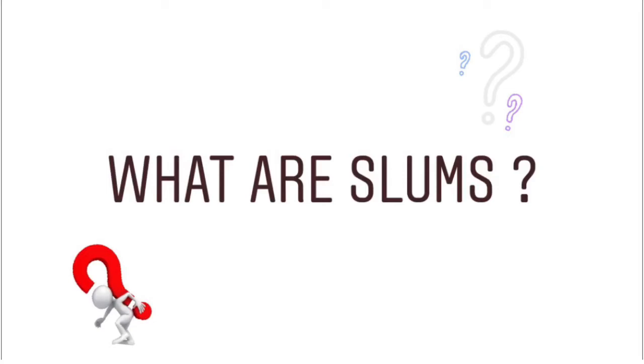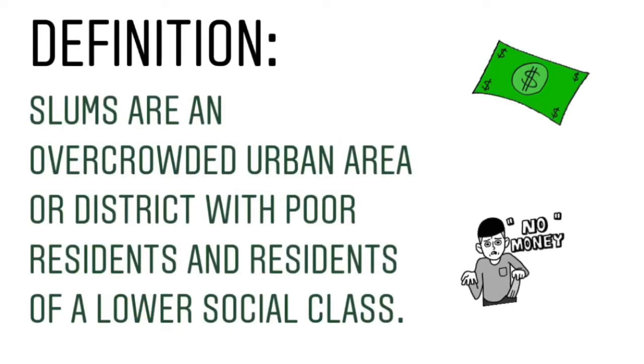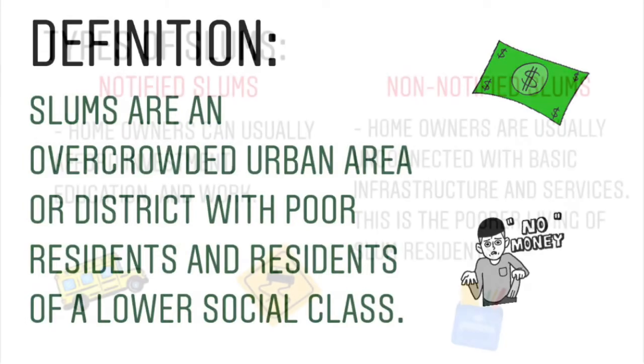In this video, we're going to be talking about what are slums. Now, the definition of a slum is an overcrowded urban area or district with poor, lower social class residents. That means that the people living in these areas don't have a lot of money to support their needs like water, food, or even education for their own children.